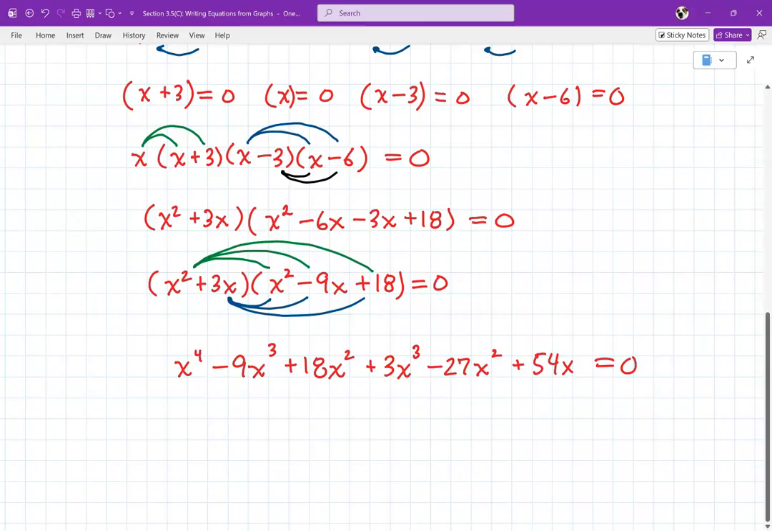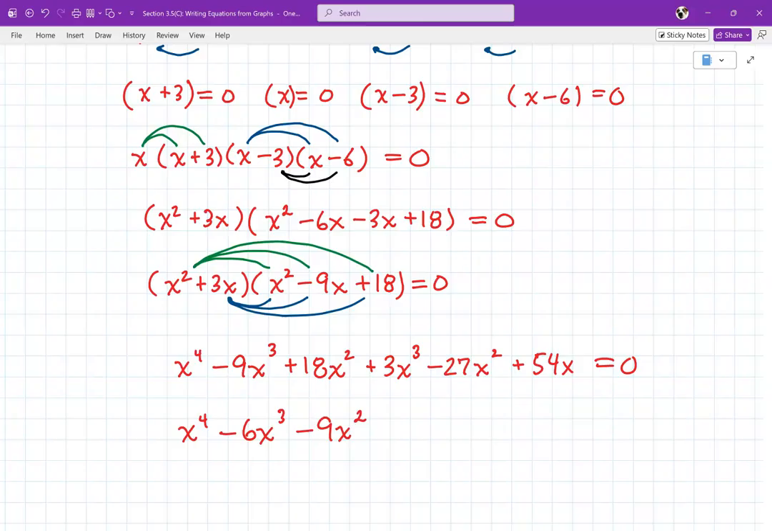Combine your like terms. There are no other x to the fourth terms. There's just one, so I'm going to write x to the fourth. But I can combine negative 9x cubed with a positive 3x cubed. That comes out to a negative 6x cubed. So minus 6x cubed. Now my x squared terms: 18x squared minus 27x squared. That's negative 9x squared.